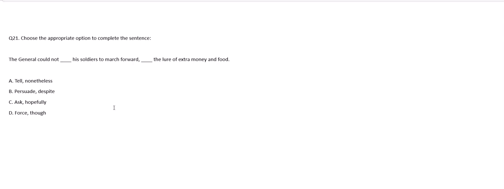The general could not dash his soldiers to march forward, despite the lure of extra money and food. To understand the sentence: the general could not dash his soldiers to march forward means he is not allowing his soldiers to march forward. Instead they are attracting with lure, meaning attracting with extra money and food also. They are not ordering his soldiers to march forward. That is the meaning of the question.